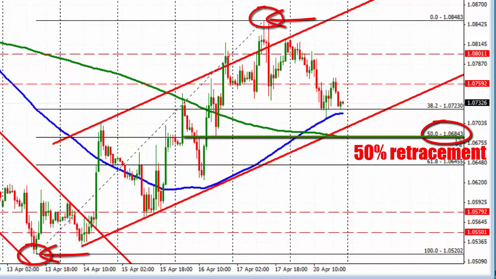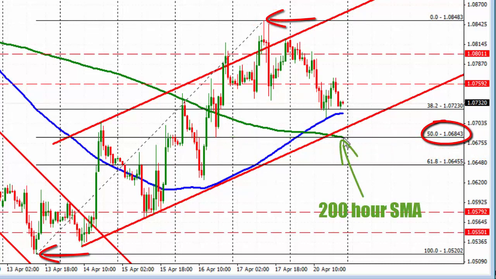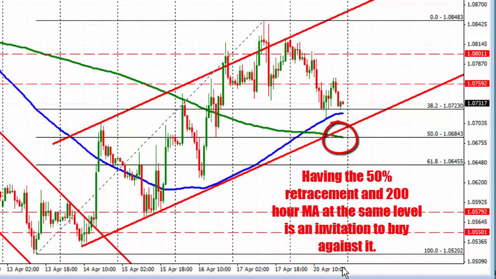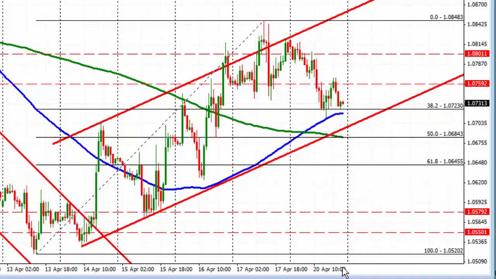The 50% comes in at the 106.84 level. Also at this level is the 200-hour moving average, which comes in at 106.84 as well. So not only do we have the 50% retracement, but we have the 200-hour moving average. That's always an invitation to buy on a dip, at least on the first test. If it holds support against that level, we're going to look for a move back above the 100-hour moving average to confirm that the low is in place.